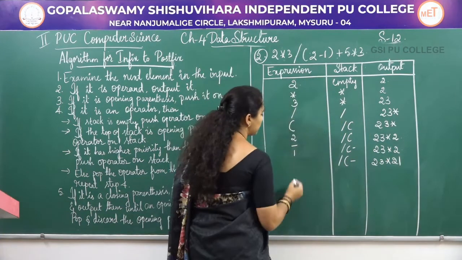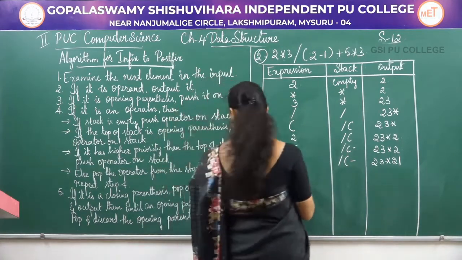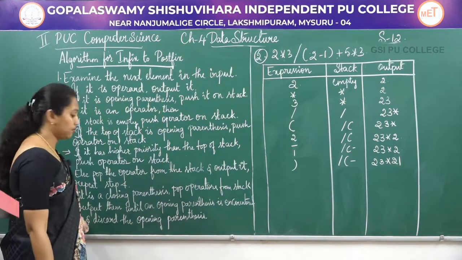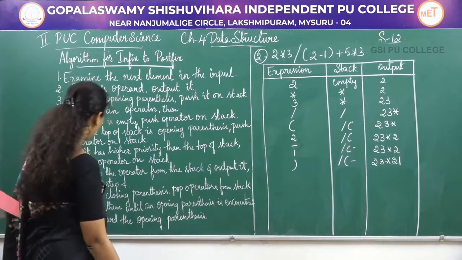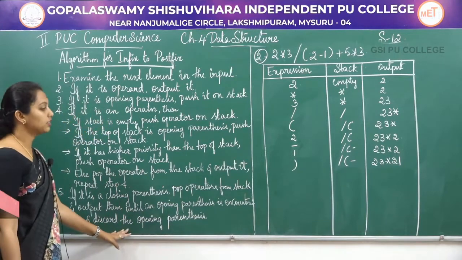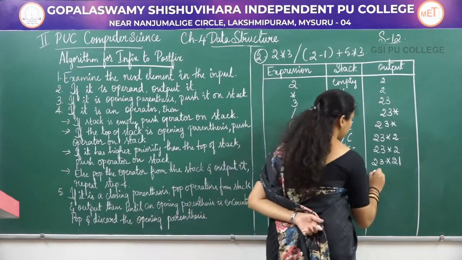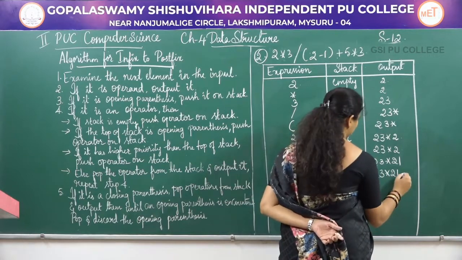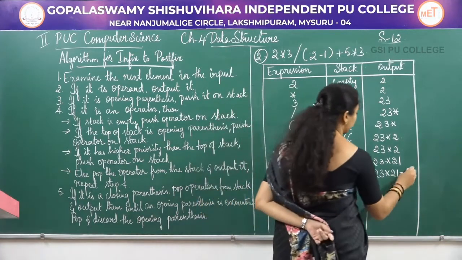The next element is closing parenthesis. If it is a closing parenthesis, we have to pop out the operators from the stack and output them until an opening parenthesis is encountered. Then we have to pop and discard the opening parenthesis. So here we have to pop out all the operators and discard this opening parenthesis.